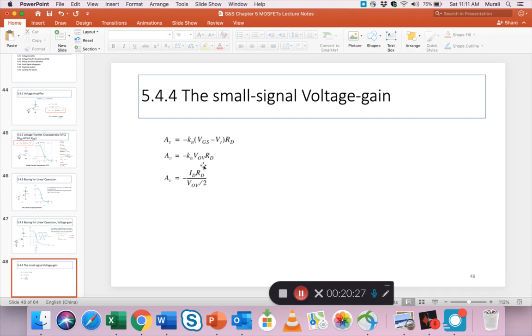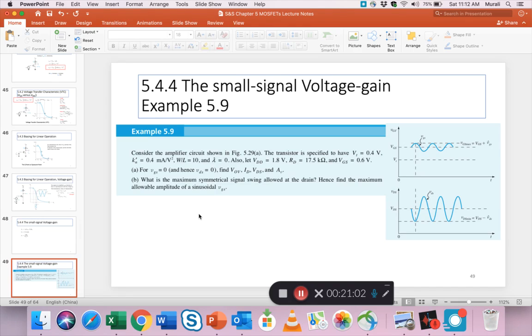So there are many formulas for this gain, and at different times we'll use different formulas, but try to remember this is how to write it. Now you can also write it as minus ID RD by VOV by 2. You can substitute here and you come up with this. All these derivations again are in the chapter in the textbook. You can read through them, but these three are important to remember.